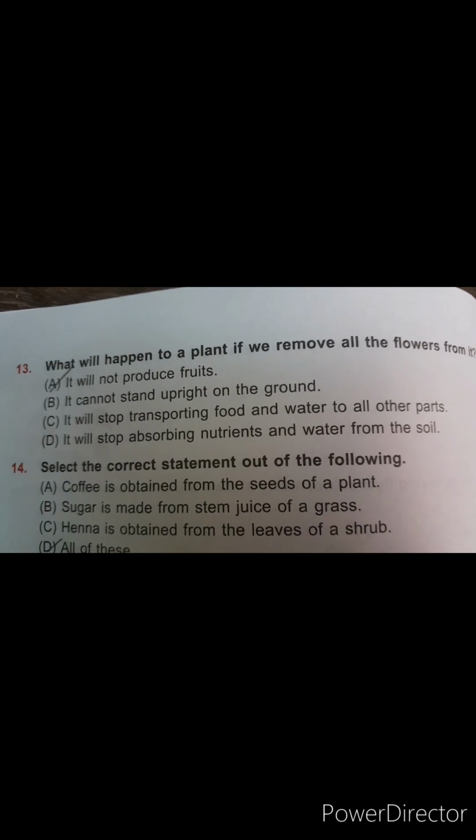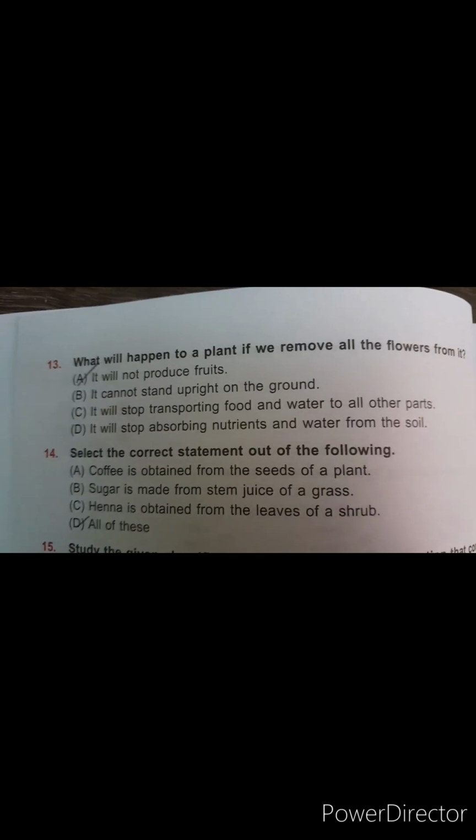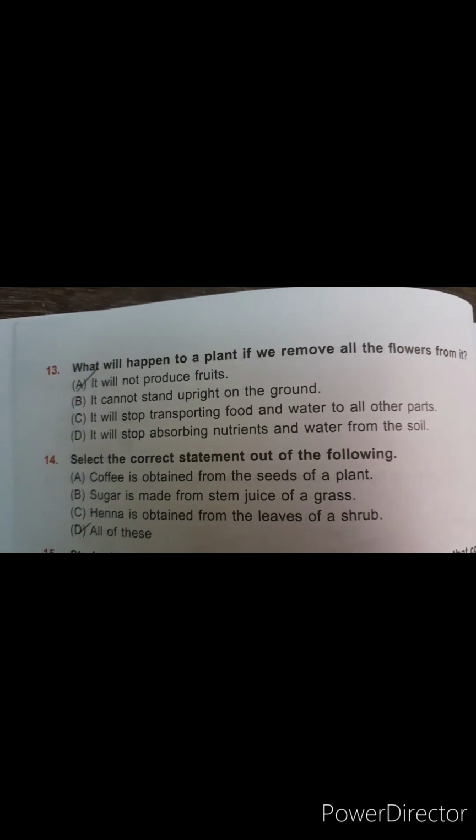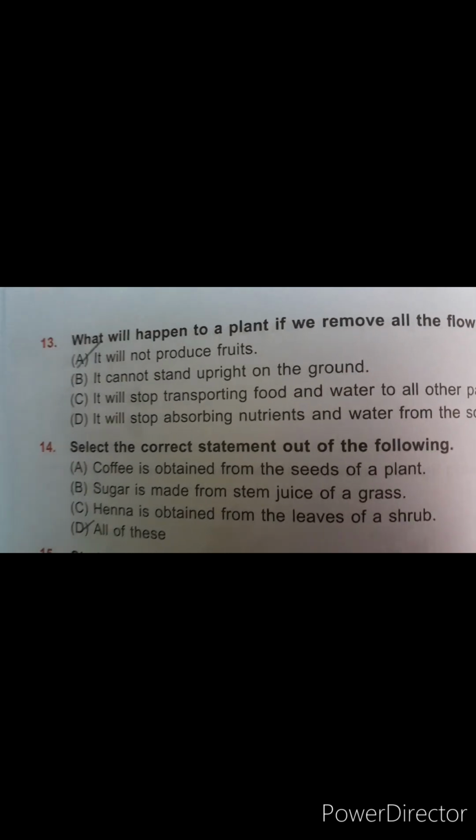Flowers produce fruits in a plant. If all the flowers are removed from the plant, it will not produce the fruits. So the answer is A.